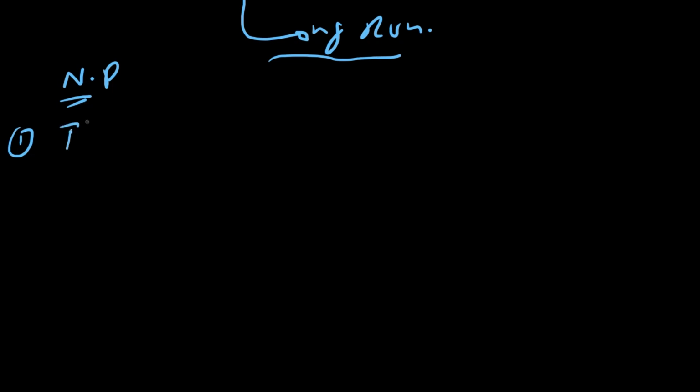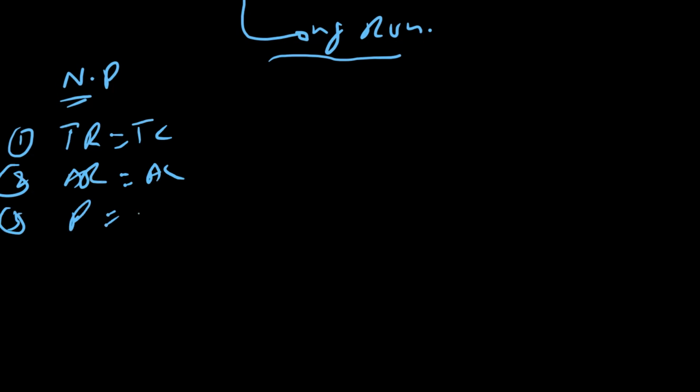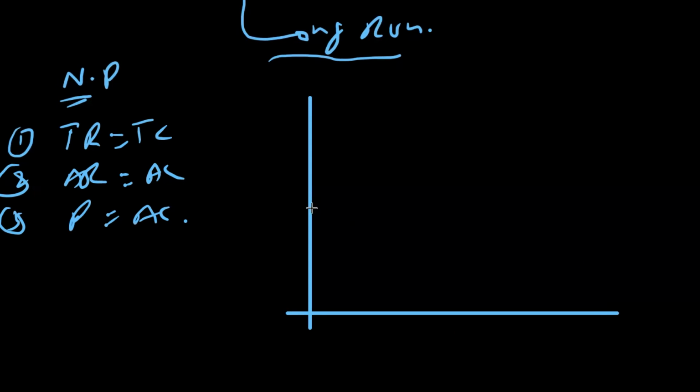And conditions for normal profit are again the same: total revenue is equal to total cost, average revenue is equal to average cost, and the third condition is price is equal to average cost. So the graph will remain exactly the same as what we made in the short period of time. We will just label it like long run average cost and long run marginal cost.